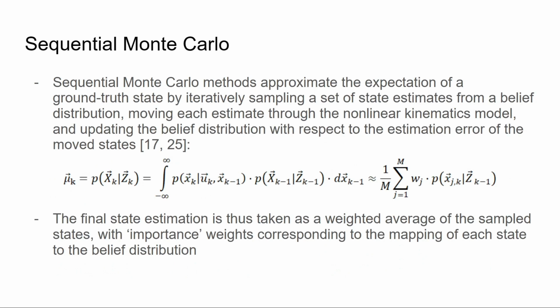Meanwhile, sequential Monte Carlo methods approximate an expectation distribution by randomly sampling state estimates from a belief distribution. These state estimates are then fed through the nonlinear kinematics model to produce new state estimates. These new state estimates are then measured with respect to an importance weighting function, which updates the belief distribution. This series of operations is iterated over, hence the sequential Monte Carlo name. The final state estimation is thus taken as the weighted average of all the sampled states.